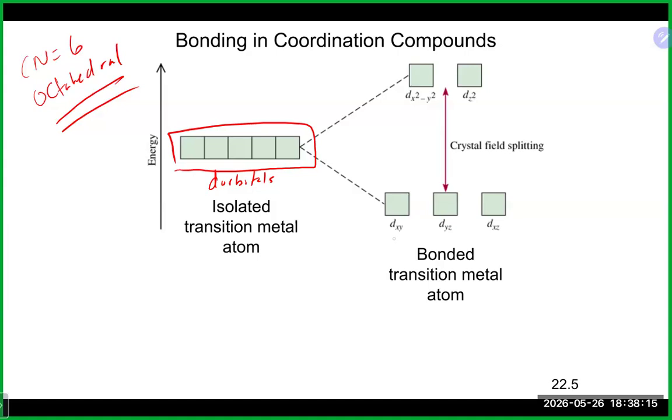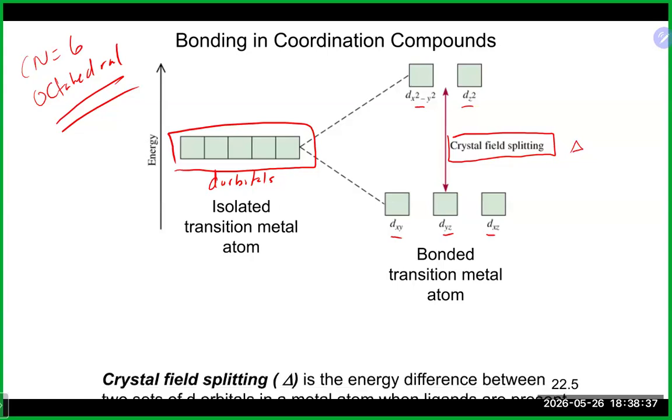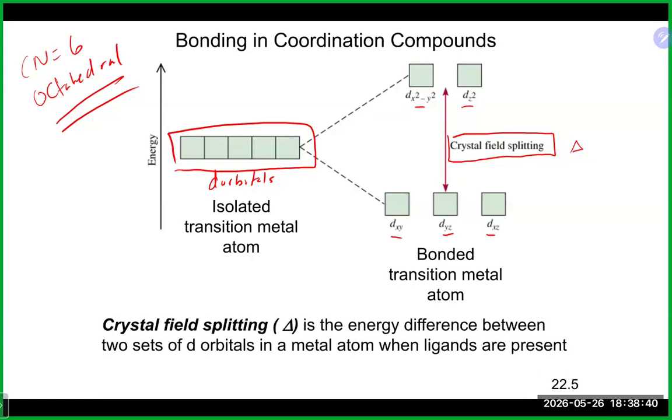And what we end up with is 3 of the d orbitals lower in energy, and 2 d orbitals higher in energy. The splitting between the higher orbitals and the lower energy orbitals in the d is what is referred to as crystal field splitting, sometimes just abbreviated with a little triangle as well. The crystal field splitting is that energy difference that occurs within the d orbitals of a transition metal in the presence of ligands.